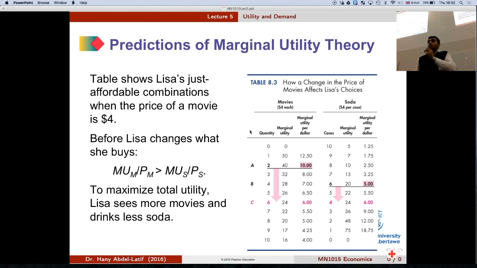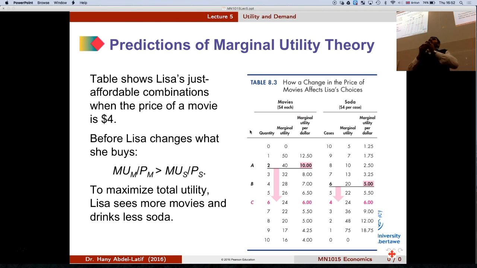Exactly. So what happened here? Now she consumed more movies and less soda, and this will bring us back to equilibrium.